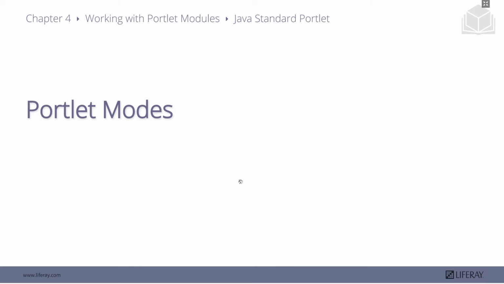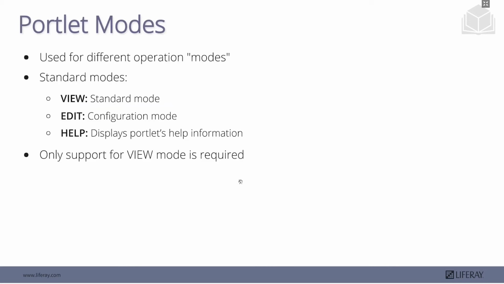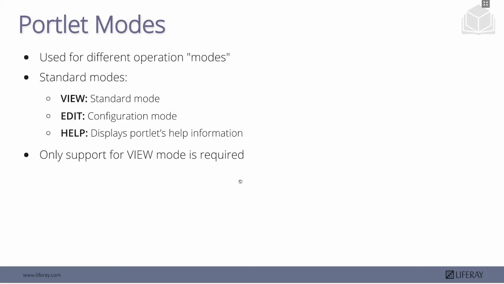So portlet modes here provide for us different operation modes or different points of view depending on what we want to do. And so the portlet specification gives us 3 different portlet modes that we can work with. We have the view mode, we have the edit mode, and we have the help mode. These 3 different modes. Each one is given to us so that we can provide a different point of view for that specific situation.